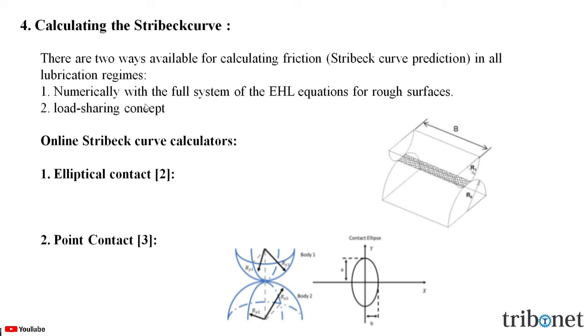The second one is load sharing concept. In this form, it is a simple load sharing concept that can use a central film thickness and it can fit to calculate the lubricant film thickness for the lubrication problem and Greenwood-Williamson model for the dry contact problem. This approach can give a good qualitative prediction of the friction evolution. However, it is likely to overestimate the friction due to the assumption used in the Greenwood-Williamson model.